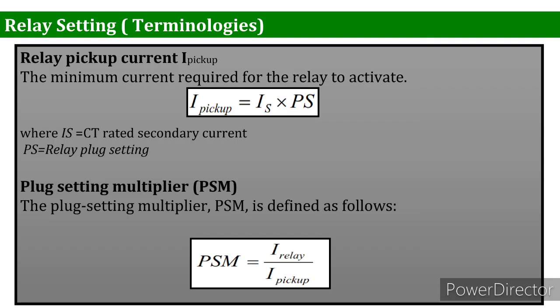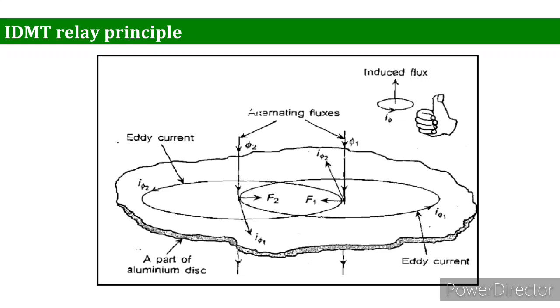So, as per standard, the PSM, that is plug setting multiplier, less than 1 means that the normal current load is flowing. At PSM greater than 1, the relay is supposed to pick up. Higher values of PSM indicate how serious the fault is, because from the formula we can see that PSM is equal to the relay current over the pickup current.